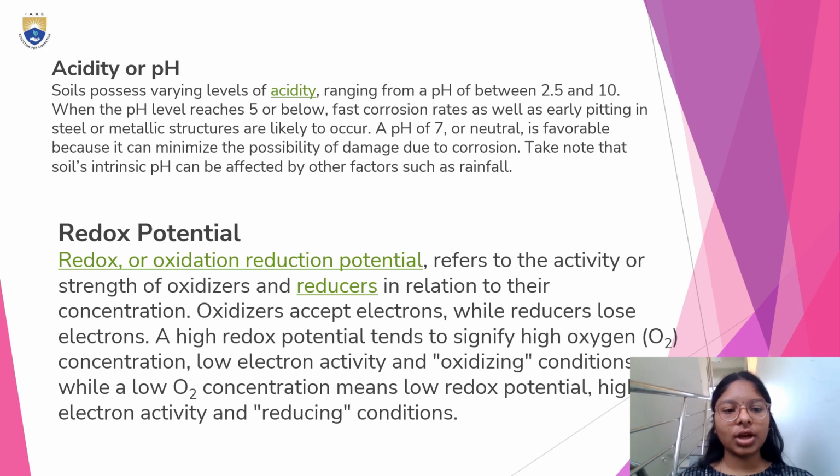Now, let's come into another topic, redox potential. Redox or oxidation-reduction potential refers to the activity or strength of oxidizers and reducers in relation to their concentration. Oxidizers accept electrons while reducers lose electrons. A high redox potential tends to signify a high oxygen (O2) concentration level, low electron activity and oxidizing conditions, while a low O2 concentration means low reduction potential, high electron activity and reducing conditions.